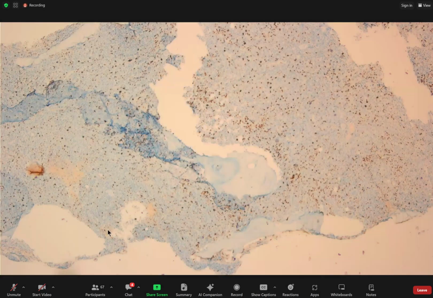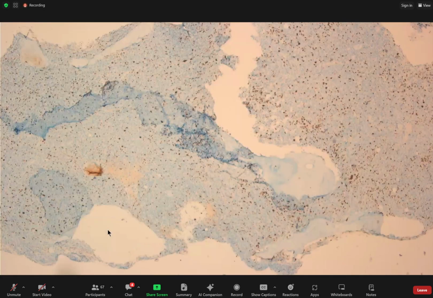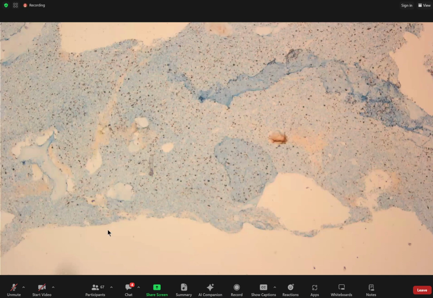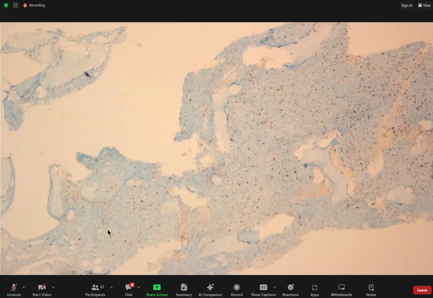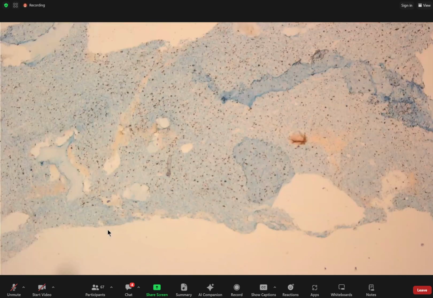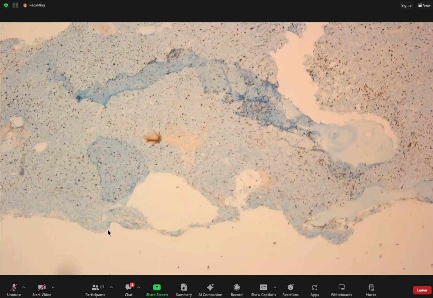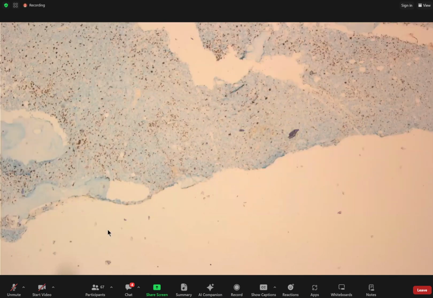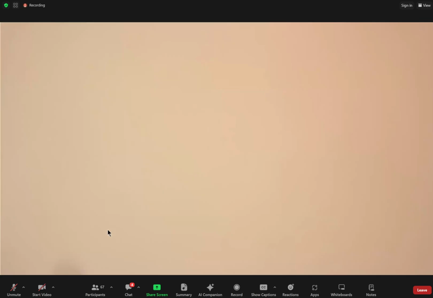Next would be my Ki67. This is my Ki67. Ki67 is actually low. The Ki67 index is probably about 10 to 15%.